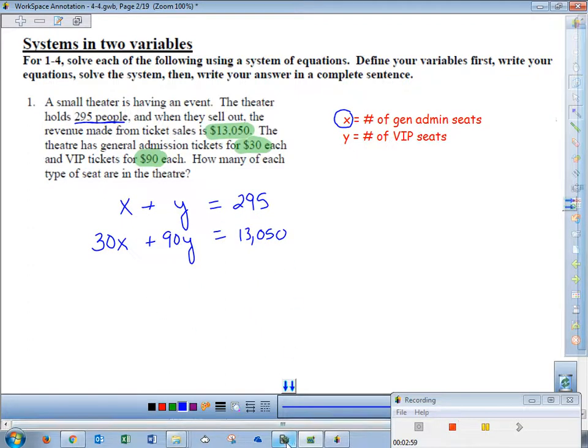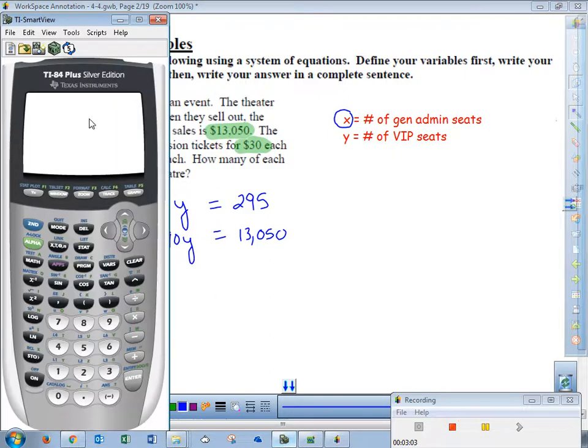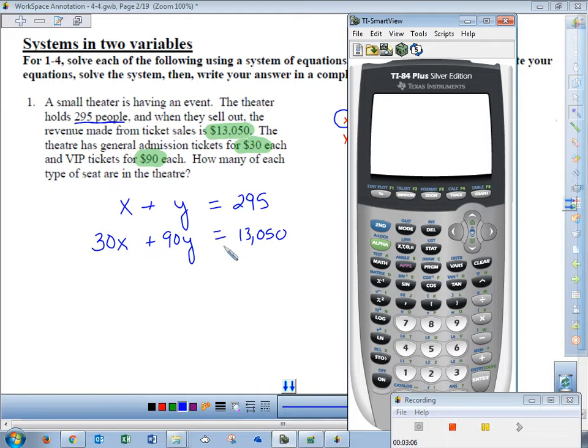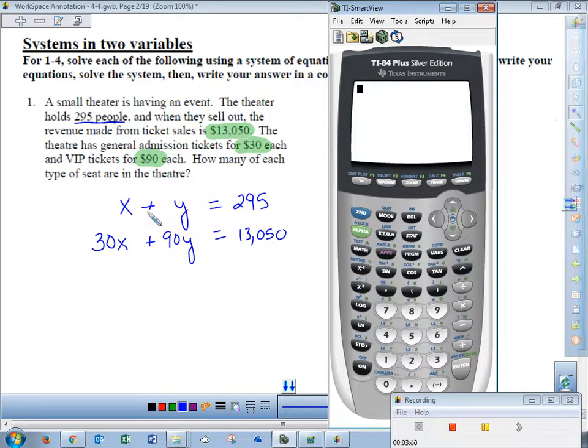Now we could solve this however we want, but folks, I'm telling you, the idea is to use the matrix that we learned last class period. The matrix is going to make things a lot simpler. So I'm not even going to make you write down that coefficient matrix or the augmented matrix. We're just going to type it right in. So I don't even need the augmented matrix.